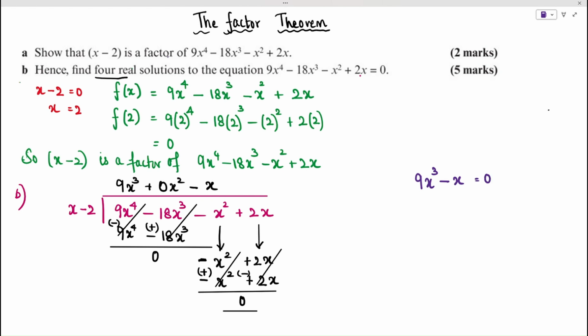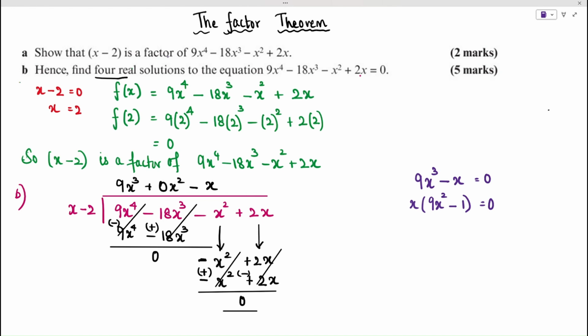Now, what we can do from here is we can start to factorize. And so the first thing we can do is we can bring x out of both terms. So we get x times 9x squared minus 1 is equal to 0. Now, we don't want to divide by x here. If we divide by x, we'll lose one of the possible solutions for the equation. So we're going to keep our x there.